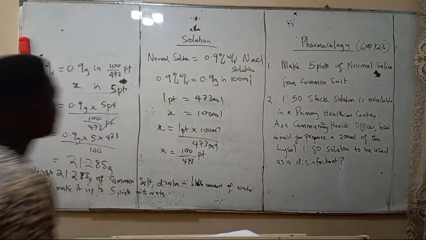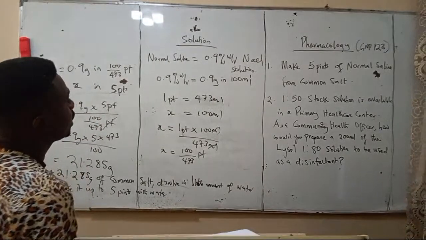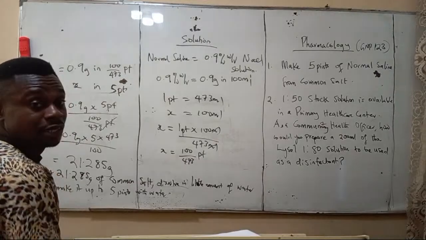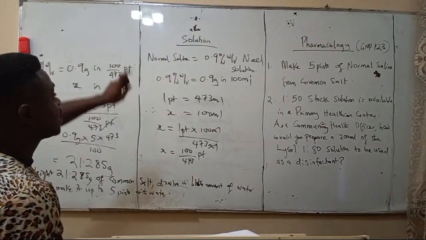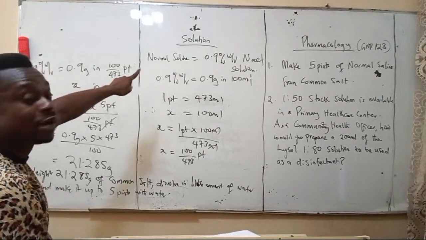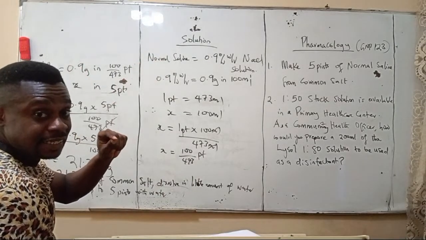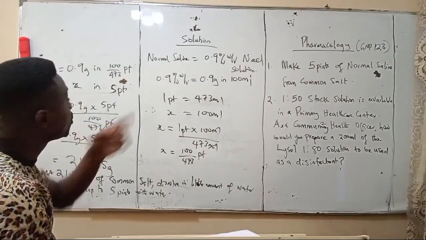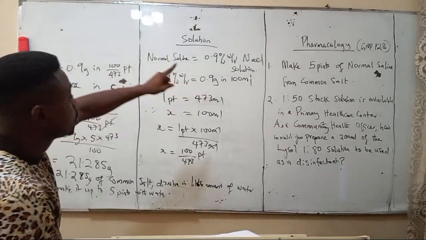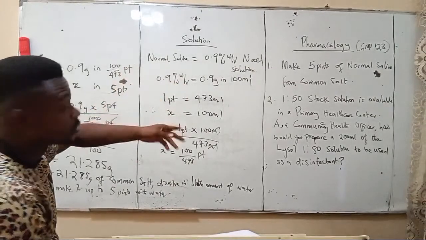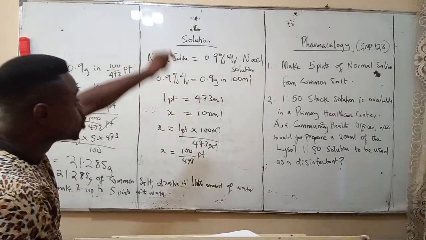So let me run down again while I wait for your question. For those that just joined us, let me run down again. I started by defining what a normal saline is. Normal saline is sodium chloride. It is 0.9% weight in volume sodium chloride. Of course, sodium chloride is common salt. So it is a 0.9% weight in volume sodium chloride or common salt solution.